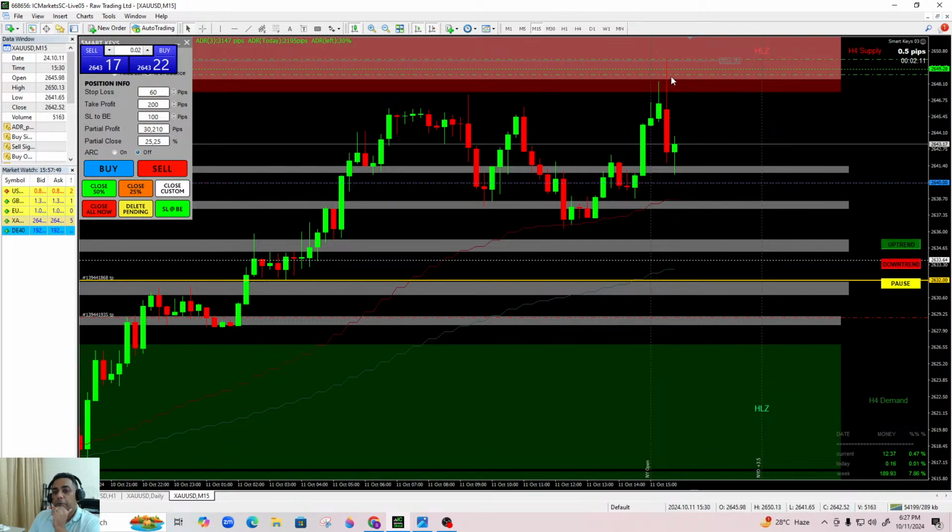So if you come back up here and a 5-minute candle closes back inside the light red area, I'm going to close one of my positions, or maybe even both positions.